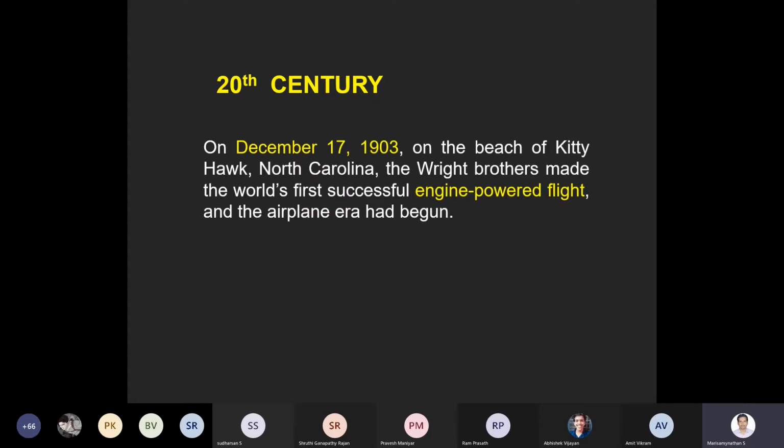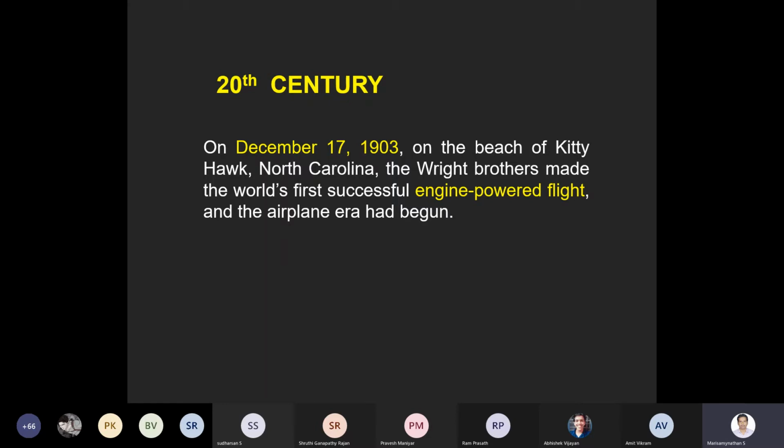Other than that, when the 20th century started, in December 1903 in North Carolina, the Wright brothers made history by introducing the airplane. On the 17th of December 1903, they made the first flight of a powered aircraft. Initially they made three trials. The first lasted 12 seconds and covered 120 feet. Finally, in 59 seconds, they covered 852 feet. This is what they achieved, but later on a lot of improvements happened.